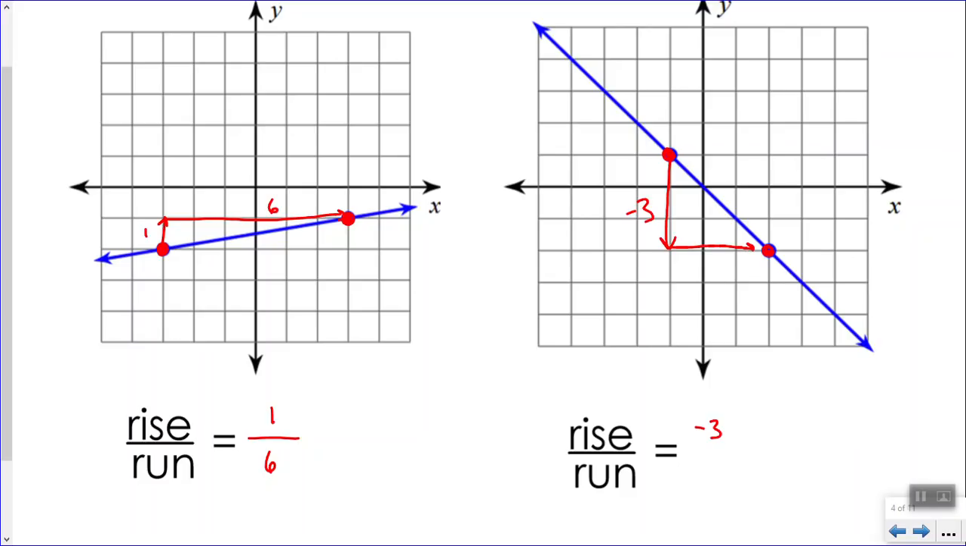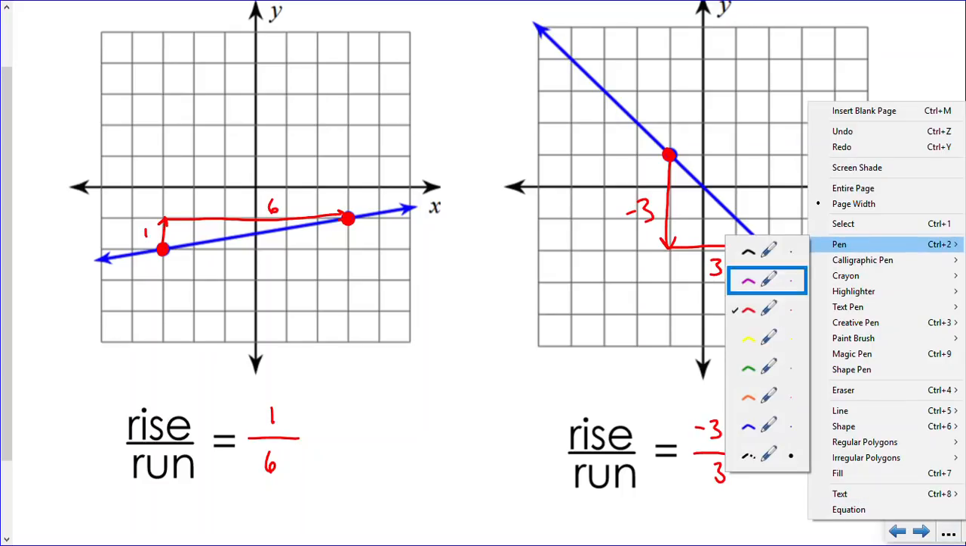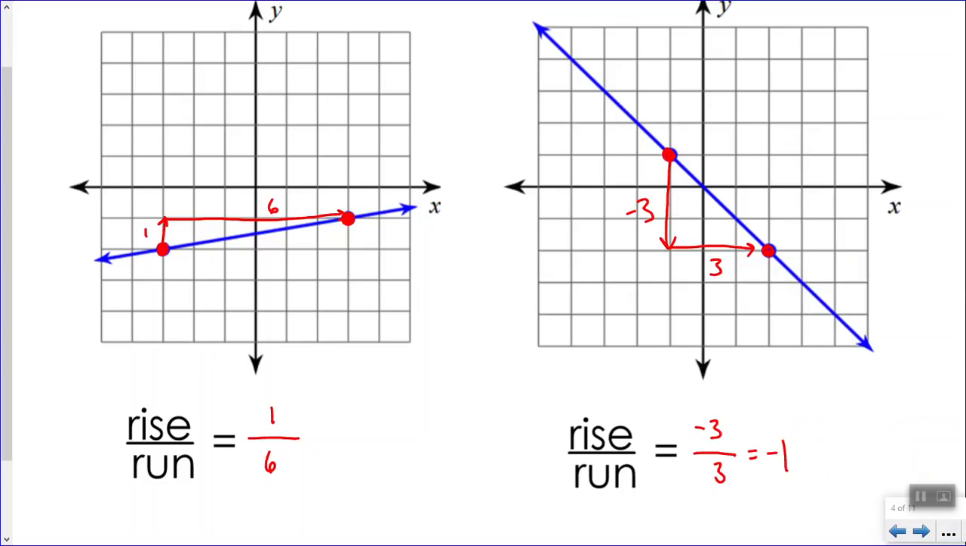And we're going to do our run, which is positive 3. So we have negative 1. Now, say I went backwards, and we had a rise of 3. Now when we go to the left, this is going to be a negative run. So we would have 3 over negative 3, which still gets us negative 1.